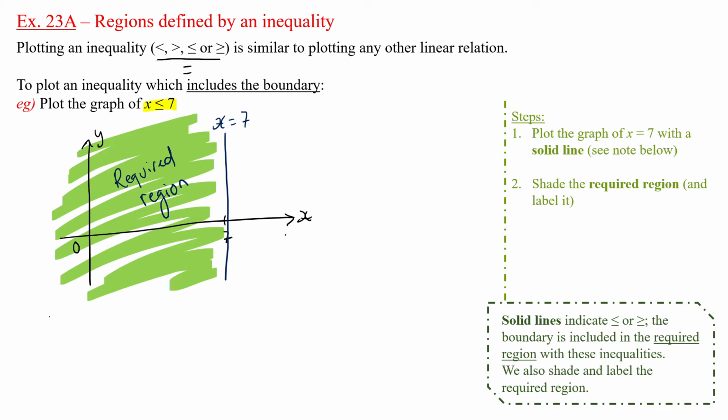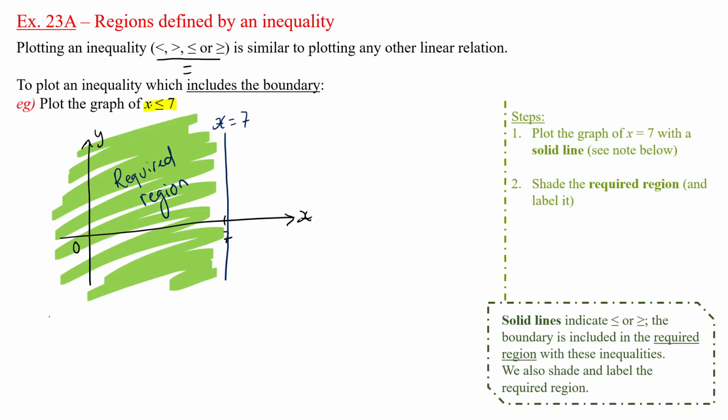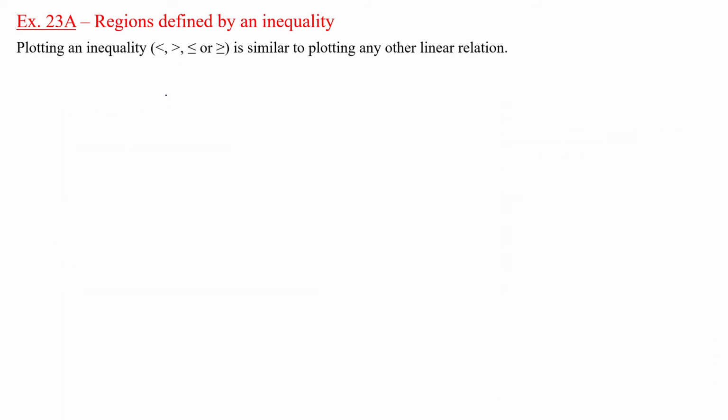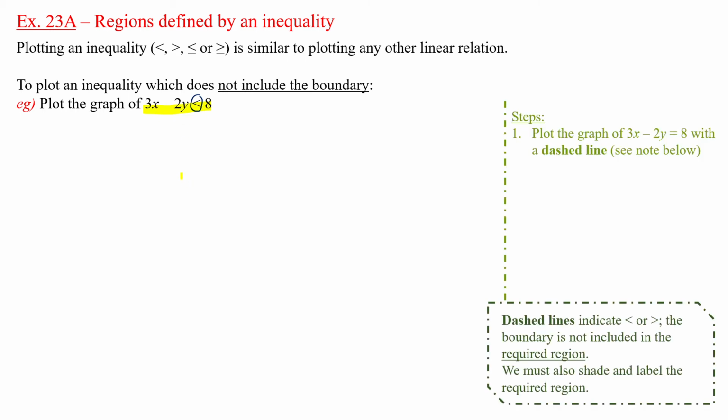Our second example, we're plotting an inequality that does not include the boundary. So in this case, we've got just the less than or greater than symbol. We'll notice that the difference between this and the last inequality was that we had the or equals to, and here we do not. So similar steps to the last example, but we've got a bit more of a complex inequality here. Our steps are pretty much the same though. We're going to plot the graph of 3x take 2y, this time with a dashed line, and we'll come back to that in a moment.